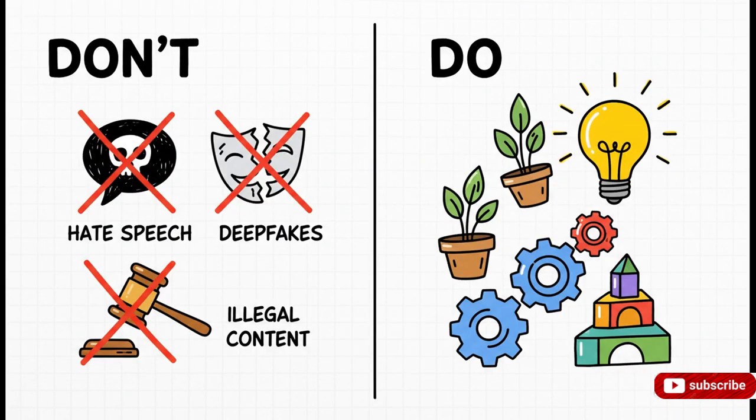This one should really go without saying, but it is so important to remember. Using AI to generate hate speech, create malicious deepfakes, or plan illegal activities is a serious misuse of this technology. It's against the rules, and it's just plain wrong. These tools are meant for creation and innovation, not destruction.